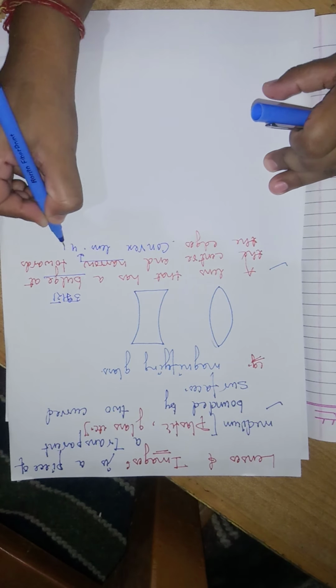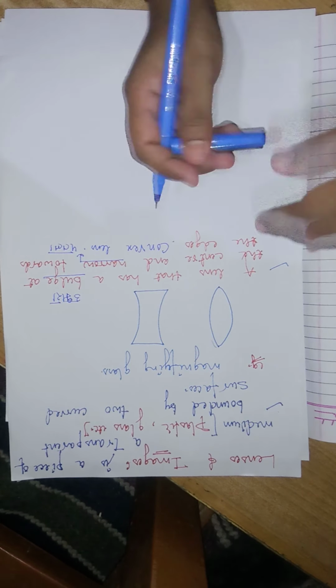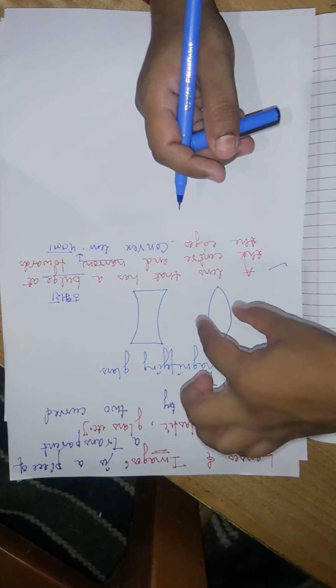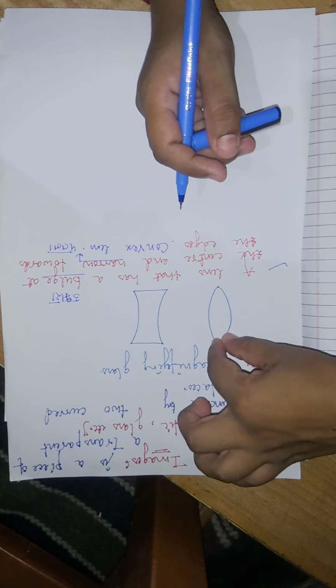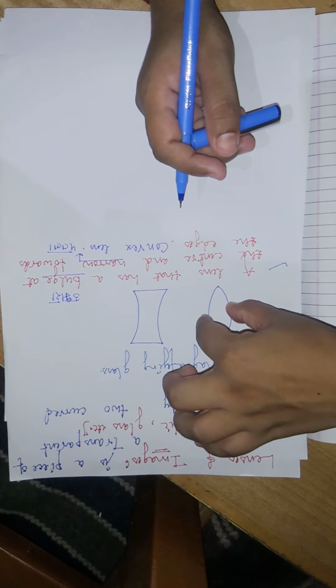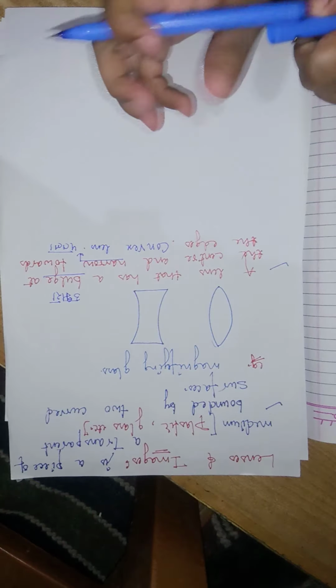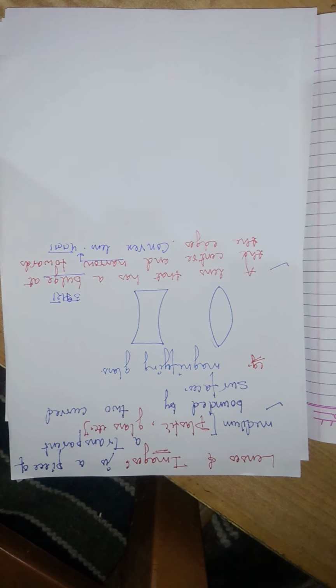And it is narrow towards the edges. Narrow means patla. यहाँ पर it is मोटा सा and it is edges में पतला. Again at the center mota and here again patla. Okay, so such kind of lenses, having such kind of structures, are known as convex lenses.